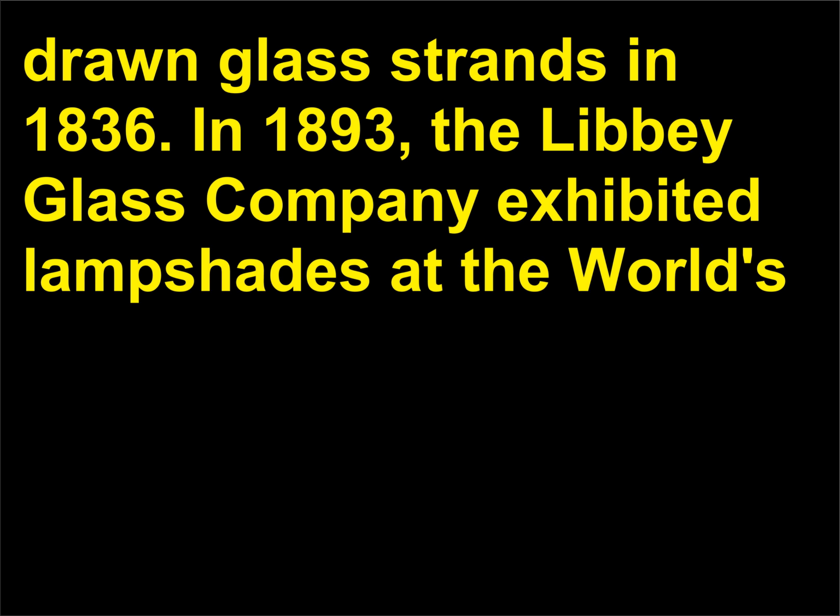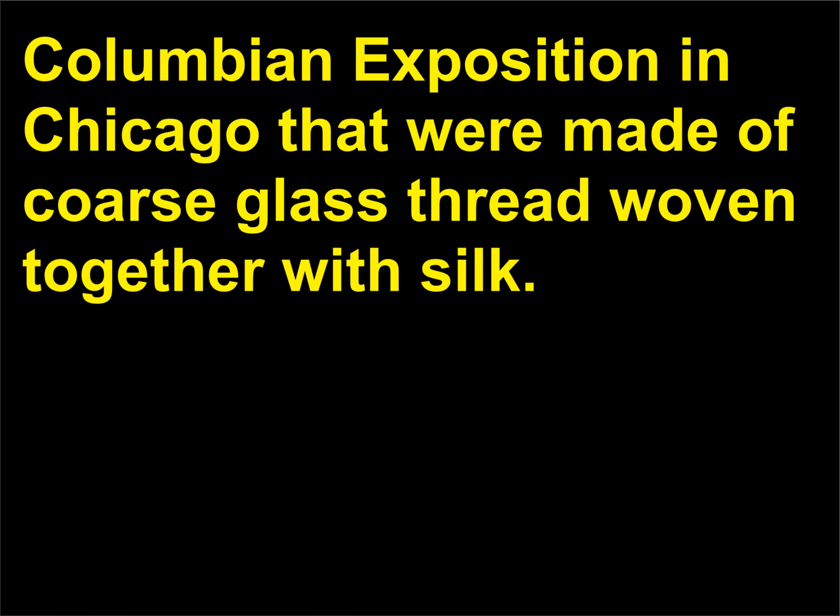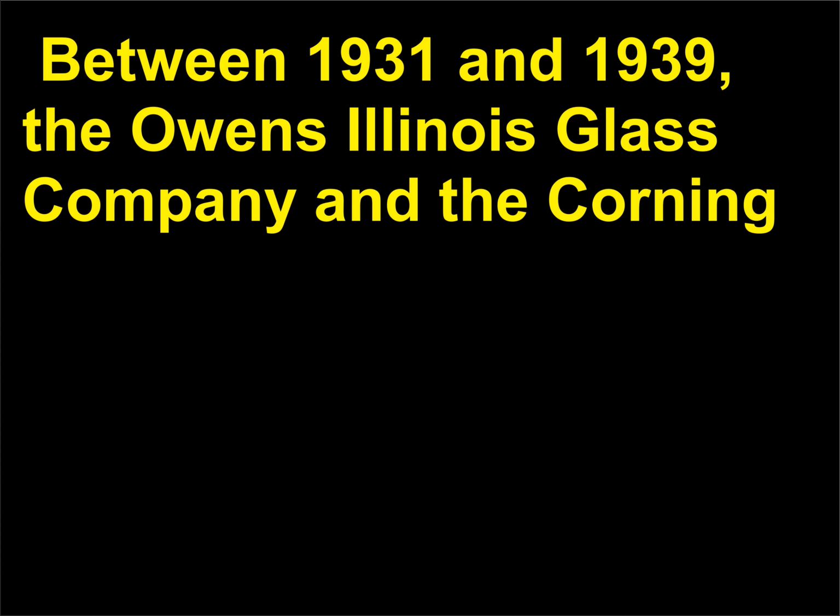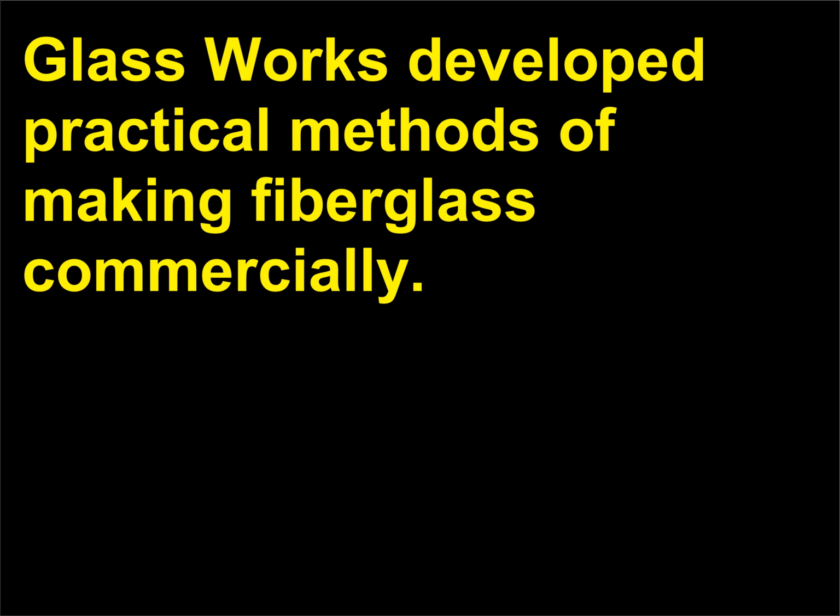In 1893, the Libby Glass Company exhibited lampshades at the World's Columbian Exposition in Chicago that were made of coarse glass thread woven together with silk. However, this was not a true woven glass. Between 1931 and 1939, the Owens, Illinois Glass Company and the Corning Glass Works developed practical methods of making fiberglass commercially.